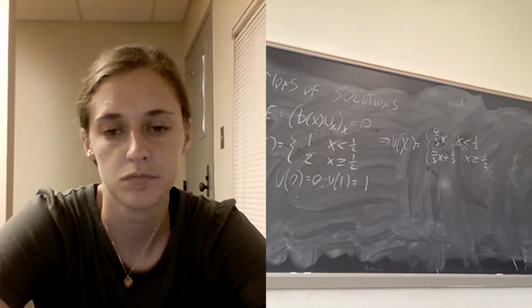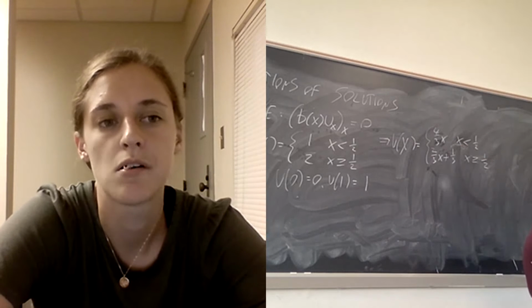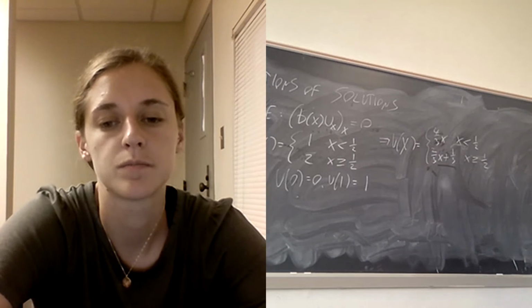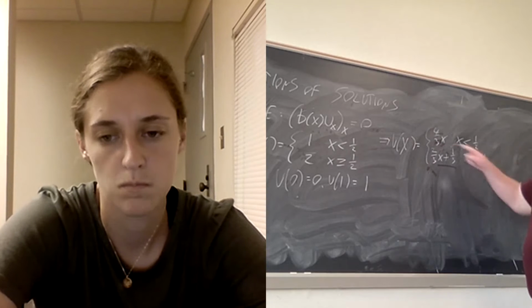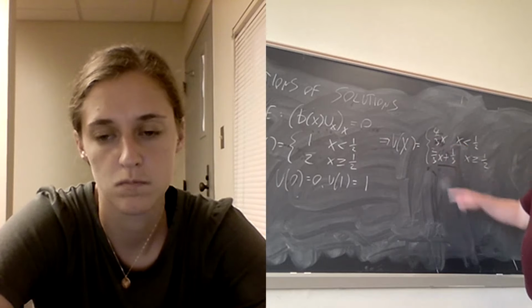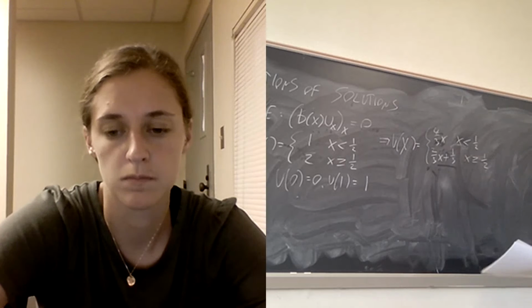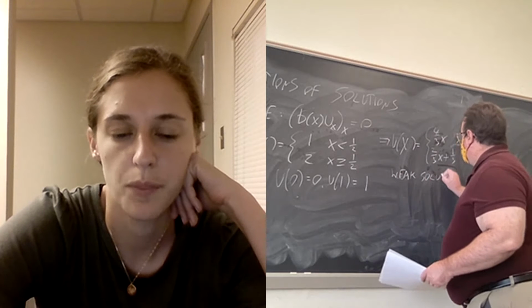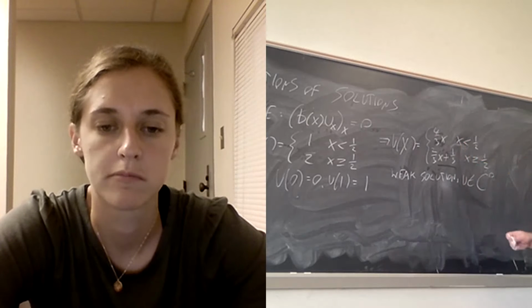Now, if you substitute x is equal to 1/2 in here, you get the 2/3 in this case, and you would also get 2/3 over here. So the solution turns out to actually be continuous. Then you take the first derivative, and you get, no, sorry, you get 4/3 over here and 2/3 over here. So the solution does not have a continuous derivative. So this is a weak solution because u is only in C0.